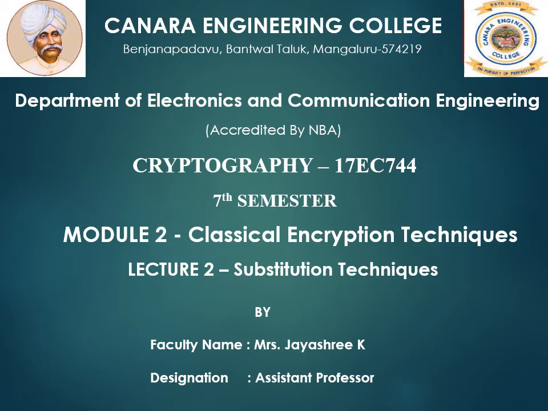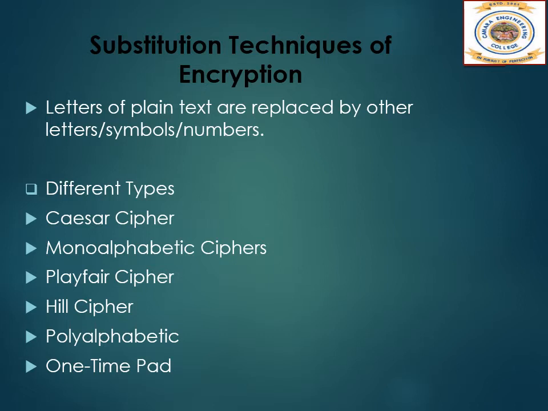In this lecture we will learn about the encryption techniques using substitution methods. In this section we will learn about the substitution techniques of encryption. The two basic building blocks of encryption techniques are substitution techniques and the transposition techniques. So in substitution techniques, the letters of plain text are replaced by other letters, symbols or numbers. The different types we are going to learn are Caesar cipher, monoalphabetic cipher, Playfair cipher, Hill cipher, polyalphabetic cipher and one-time pad.